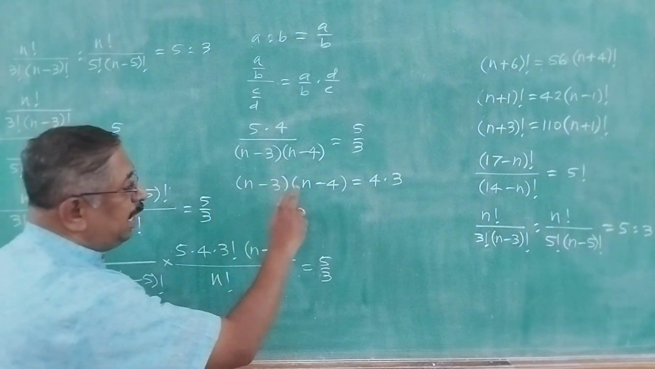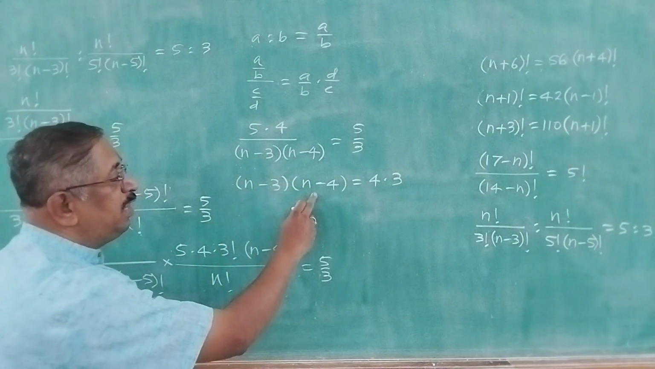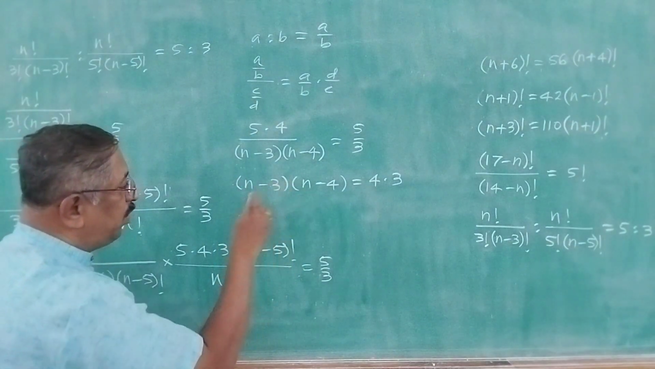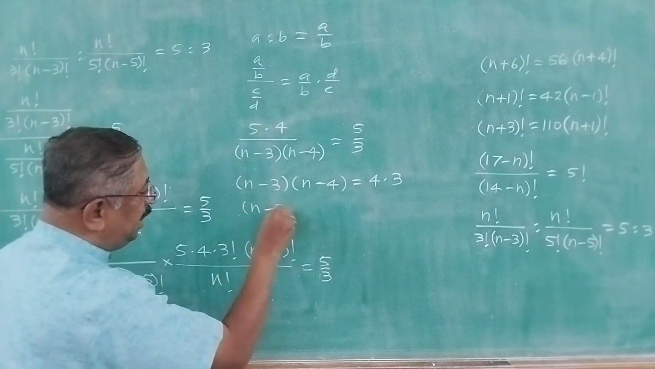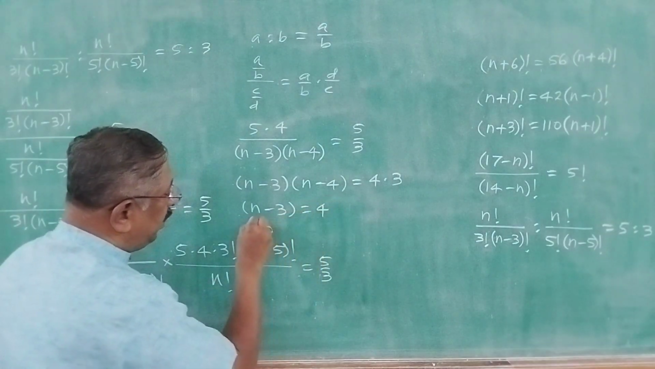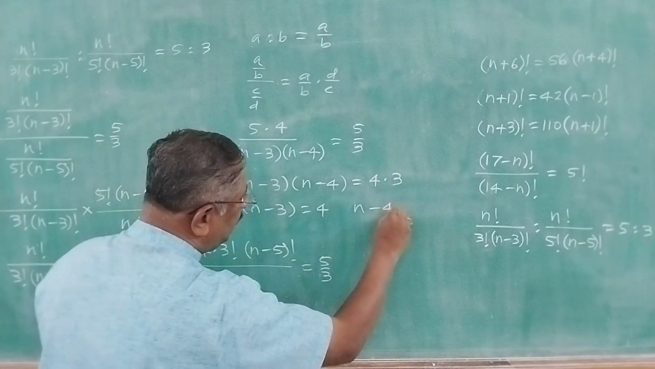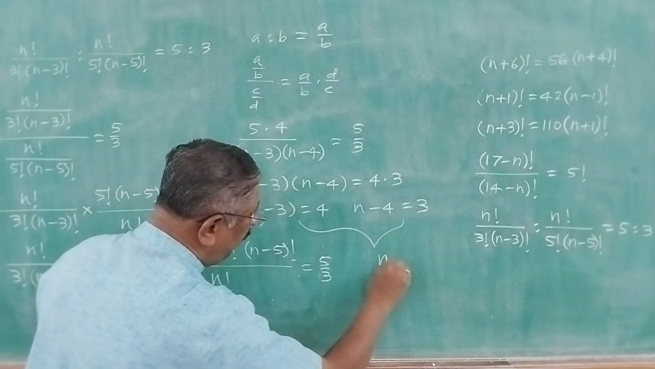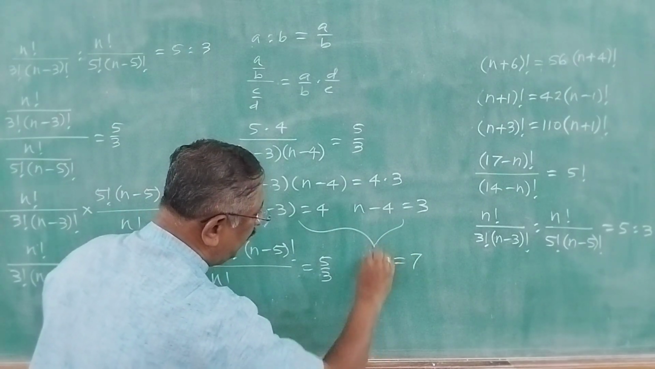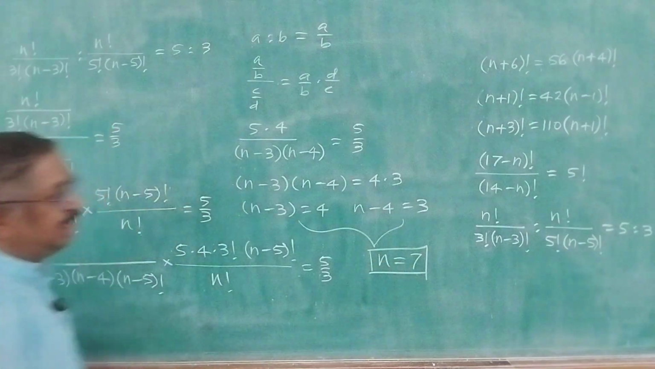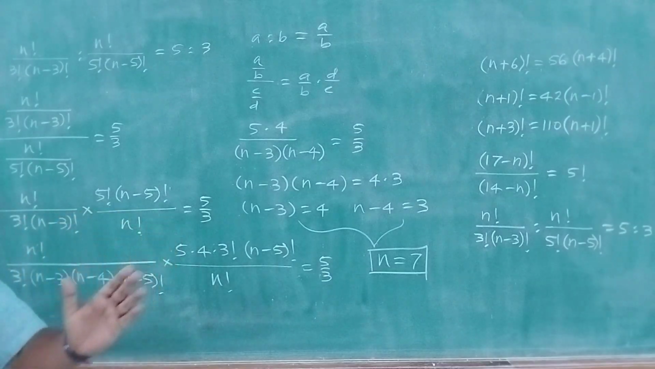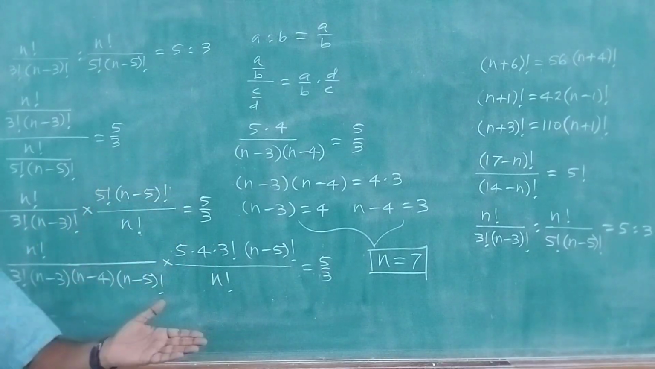Now (n minus 3) and (n minus 4) have a difference of 1, and n minus 3 is greater than n minus 4. Definitely n minus 3 is equated to 4 and n minus 4 is equated to 3. In either case, this gives you n equals 7 as the answer. Is it clear, whatever I have written and discussed? Check it once and put in practice for these.